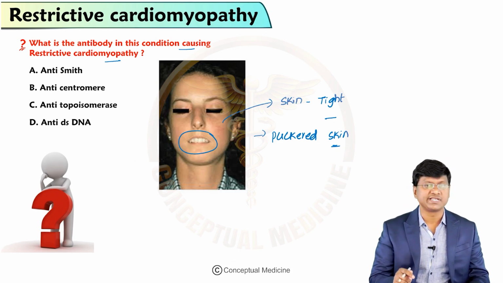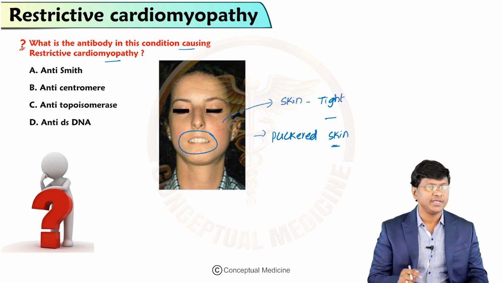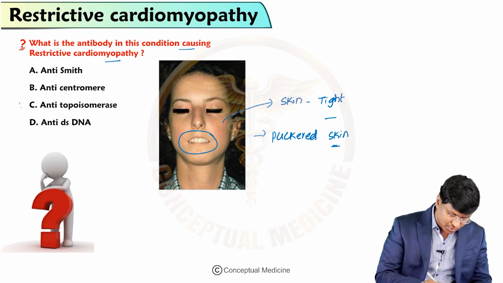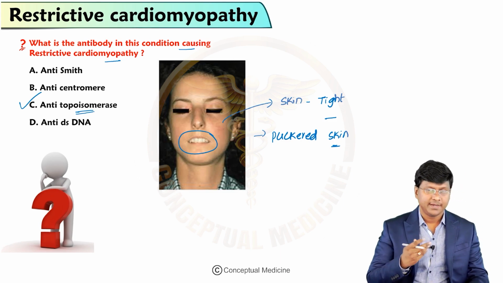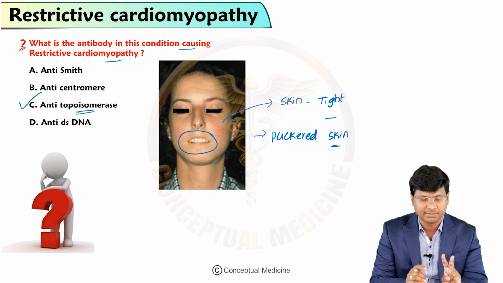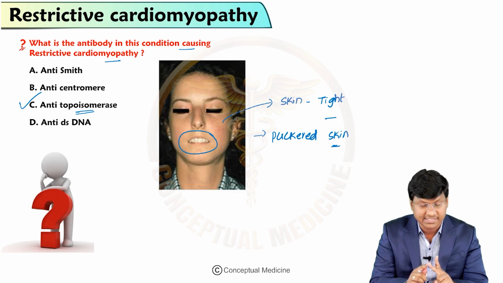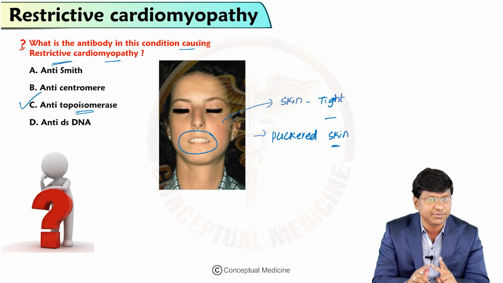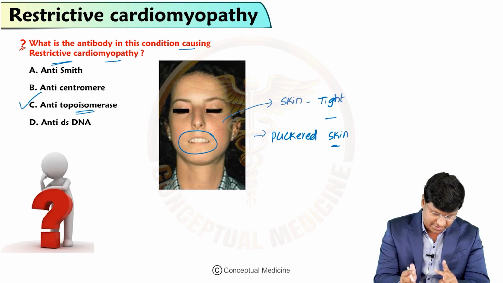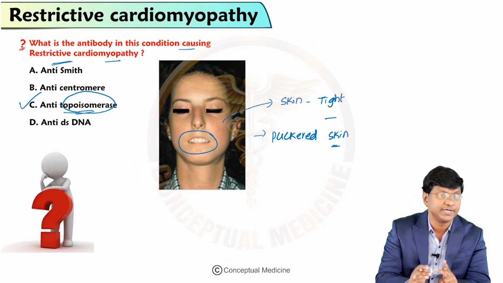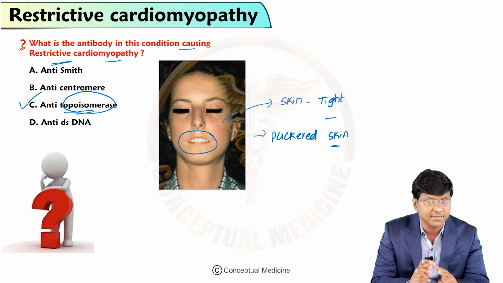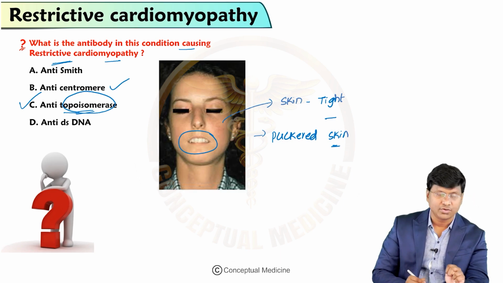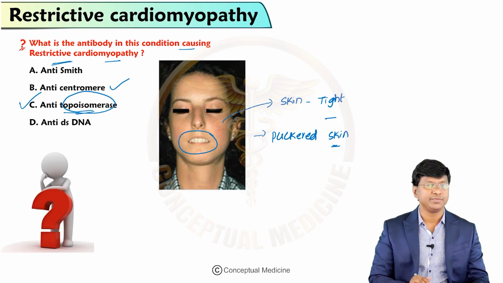And in patients with scleroderma, what is the antibody? Anti-topoisomerase. We have two types of scleroderma: localized scleroderma as well as diffuse scleroderma. In diffuse scleroderma, you have the development of restrictive cardiomyopathy, and the antibody is anti-topoisomerase. Whereas in localized scleroderma, visceral organ involvement is very rare, and the antibody is anti-centromere antibody.